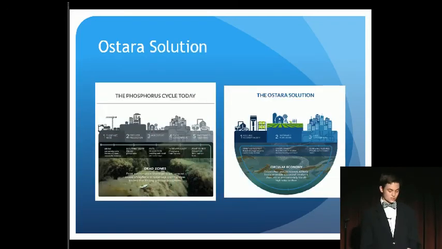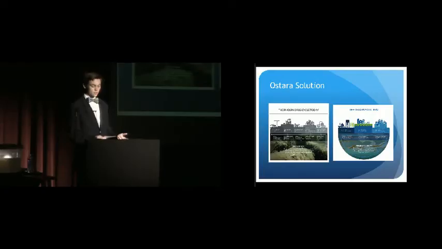Behind me now, you can see two pictures. The first shows what the processes of the phosphorus cycle leading to dead zones is as it stands today. Currently, agriculture and human use of fertilizer, creation of waste, and treatment of water are all ways that phosphorus can leak into the ecosystem, causing dead zones. The second image is the Ostara solution.